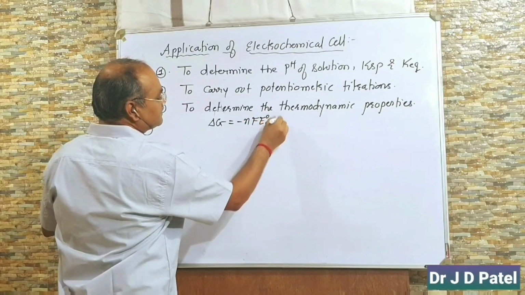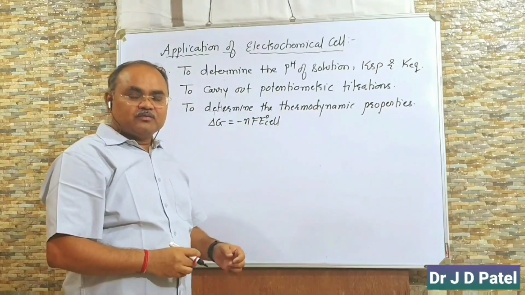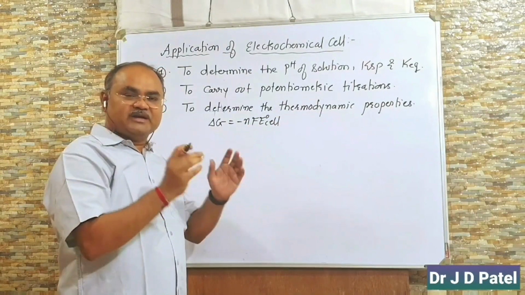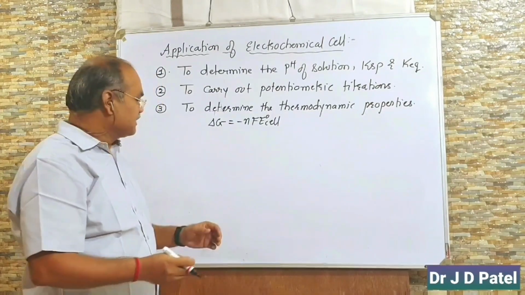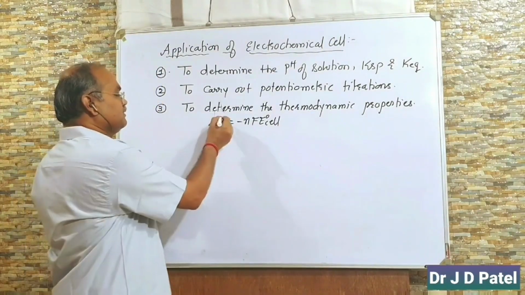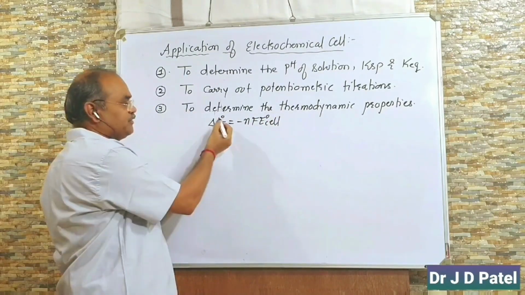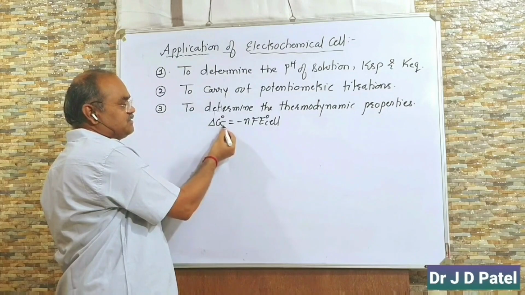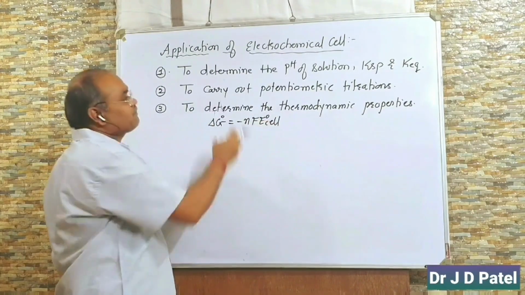Now how to determine the thermodynamic property? For any chemical reaction or for any type of cell, electrochemical cell, whether it is a Daniell cell or any type of cell, if you want to find out thermodynamic property like Gibbs free energy change, here you can say standard change in free energy, then you can determine it by finding out the cell potential. And that cell potential you can get from electrochemical cell.